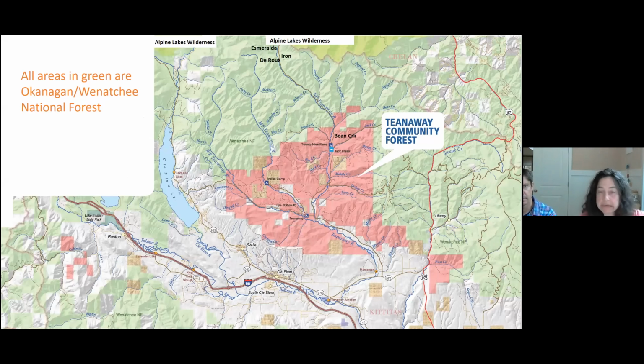So the Teanaway Community Forest is relatively new. It's an over 50,000 acre landscape lying at the headwaters of the Yakima Basin. The state purchased this land in 2013 and established Washington's first state-owned community forest. And in this forest, there are about 400 miles of free-flowing streams and prime habitat for fish and wildlife.